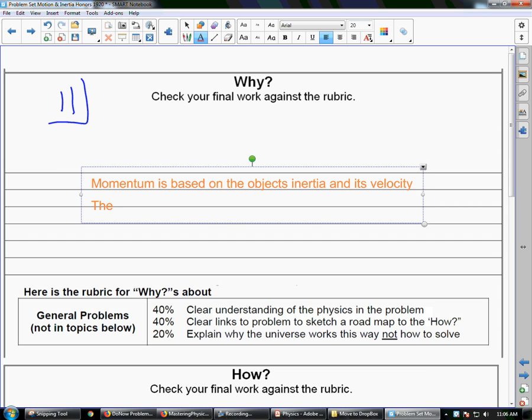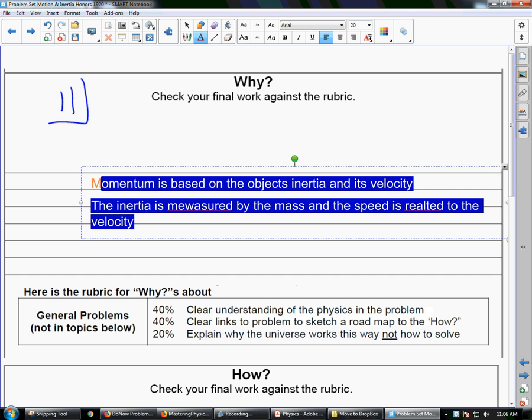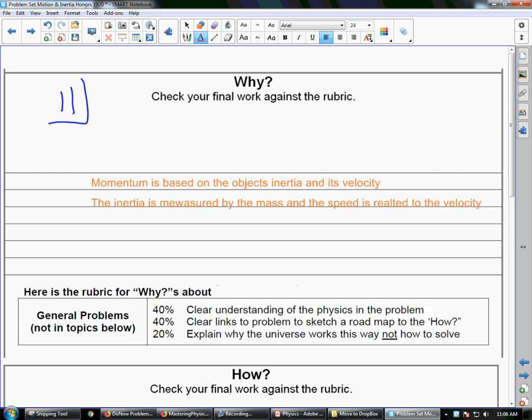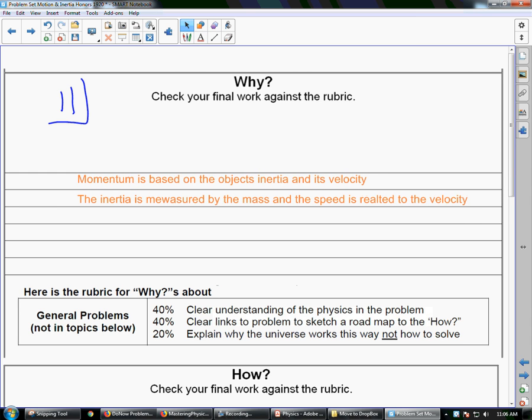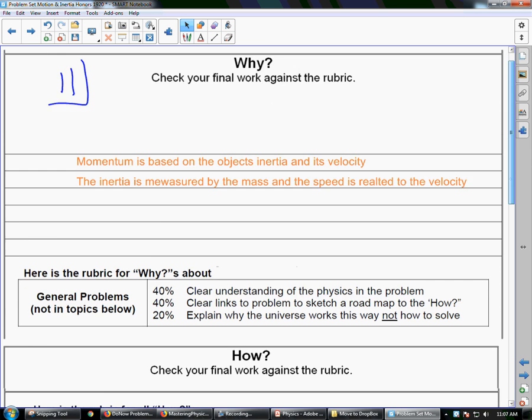20 didn't work well. The inertia is measured by the mass, and the speed is related to the velocity. Having trouble with it, try 18. That's better. So maybe 18 is the font size I need to use. Seems to work. Is that too small to see or not? Is that good? Okay. Oh, I spelled measured nicely. Just threw a W in there just to see it. Wow. Alright.